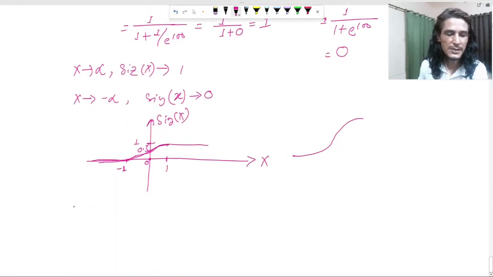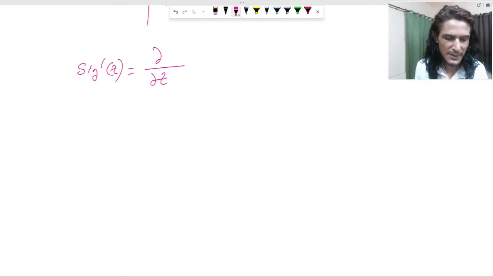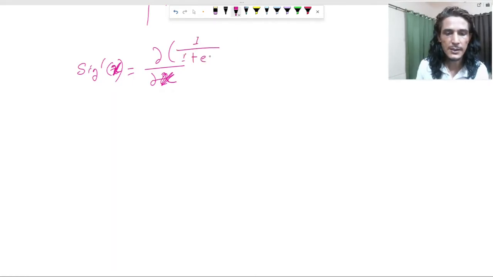But what about the derivative of sigmoid? What is this sigmoid prime? It is basically asking d by dx of sigmoid of x. I'm writing g here, but I wanted to write x there. What is this derivative of the sigmoid function? It is d by dx, the rate of change of the sigmoid function, and sigmoid function is 1 over 1 plus e to the power minus x.